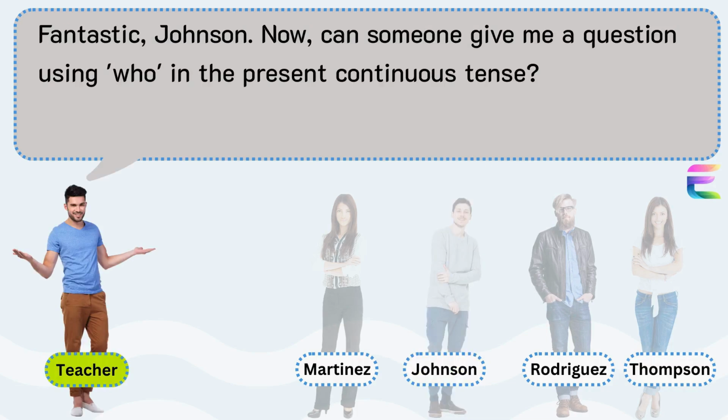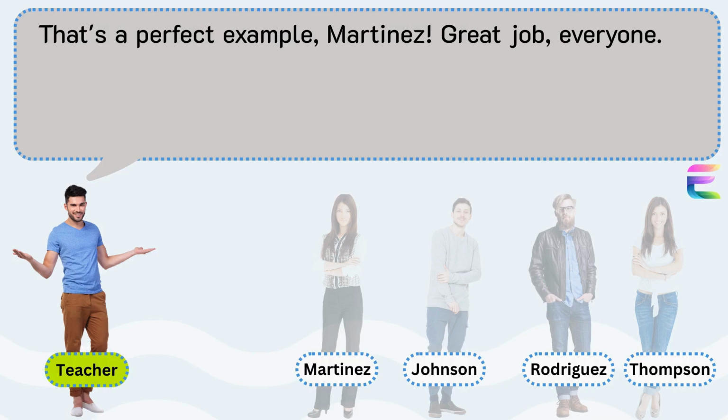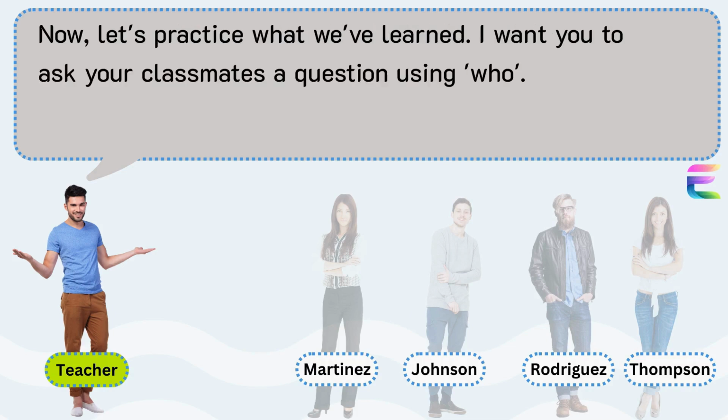Fantastic, Johnson. Now, can someone give me a question using who in the present continuous tense? Who are you having dinner with tonight? That's a perfect example, Martinez. Great job, everyone. Now, let's practice what we've learned. I want you to ask your classmates a question using who.